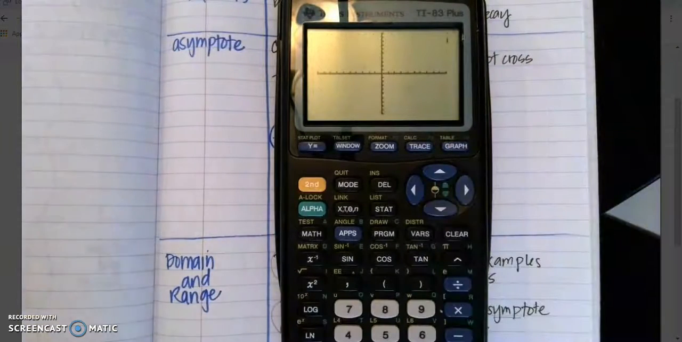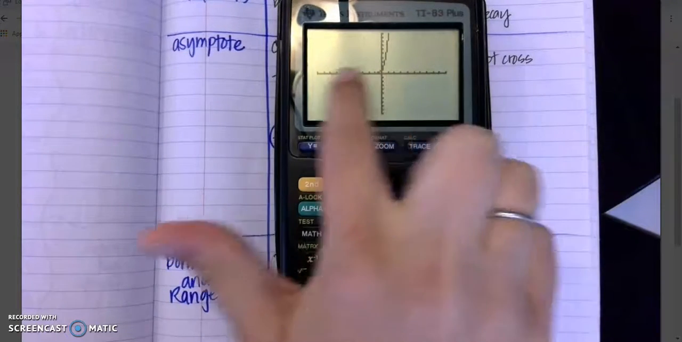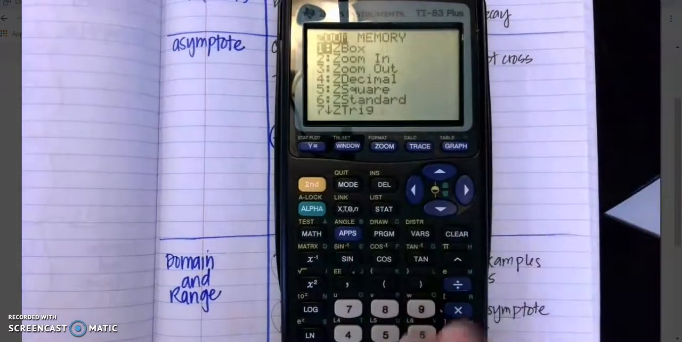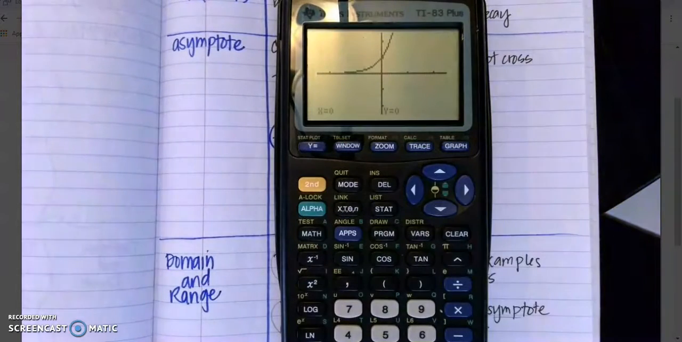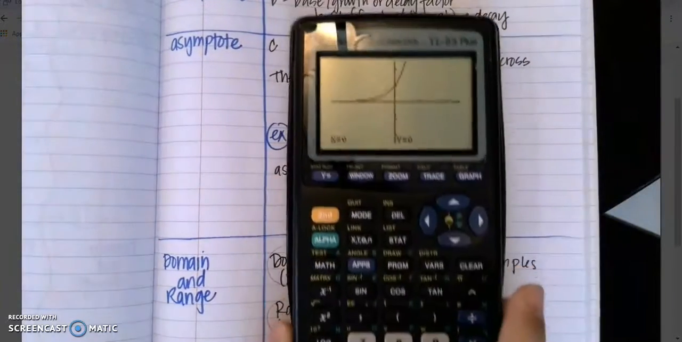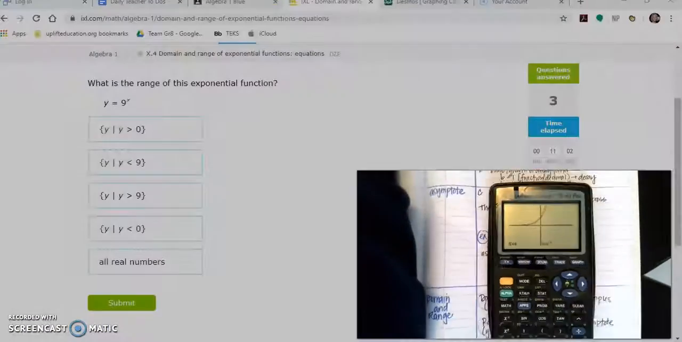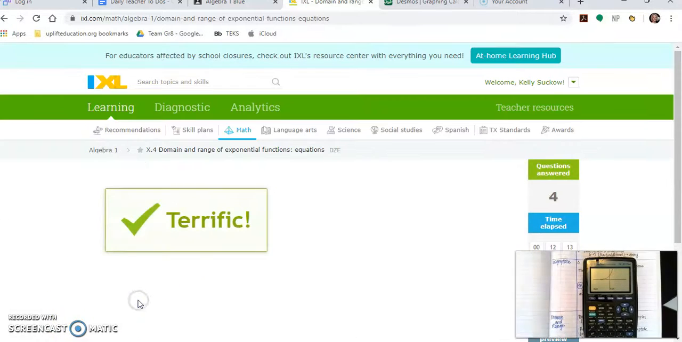So when you graph your y equals 9 to the x equation, you'll see that the graph does not cross, or the asymptote is at y equals 0. So none of my y values go below, in fact, I'll even zoom in, none of my y values are going to go below that y equals 0 boundary line, or the asymptote. And so that means my range values are going to be everything above, or greater than, 0. Not greater than or equal to, but just greater than 0. And so here's my answer for this one.